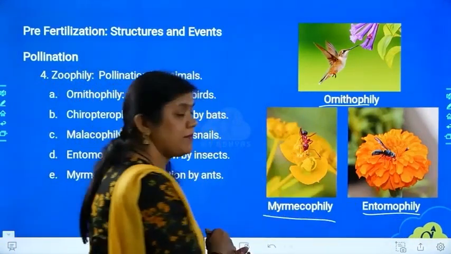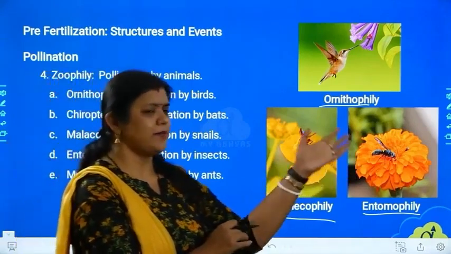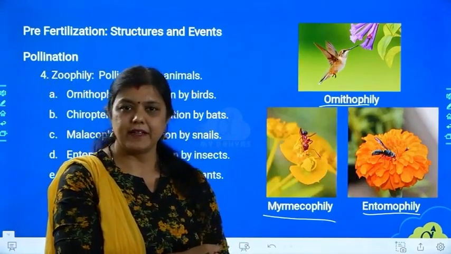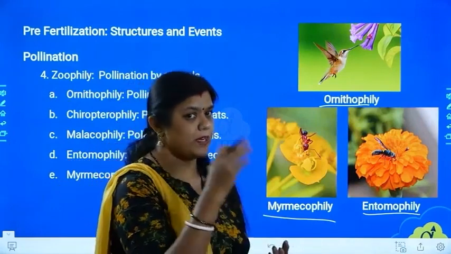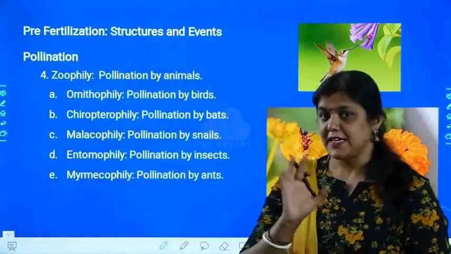Entomophily is pollination by insects. You would have seen these honeybees and butterflies. They are abundant in nature and they will be sitting from one flower to another for the pollination purpose. Is it clear to you?